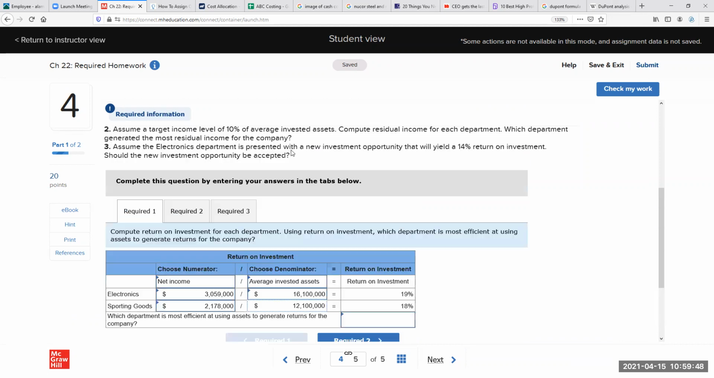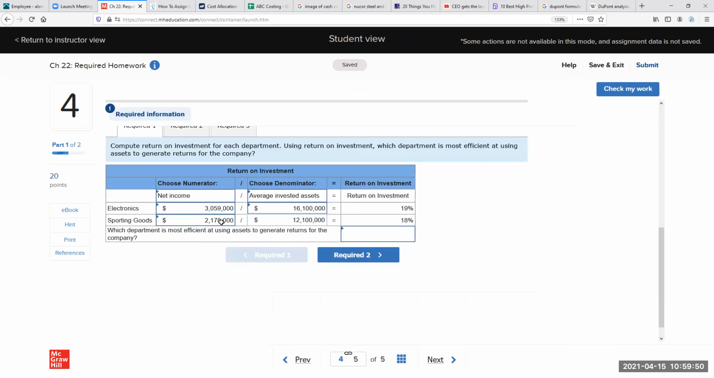Let's see if I transfer them right. 3,059,000, 2,178,000, and it did that. So how much income did it make? But how much assets did it have? I mean, if you have 16 million in assets and the other in the area has 12 million, you know what I mean? You should be making more income.